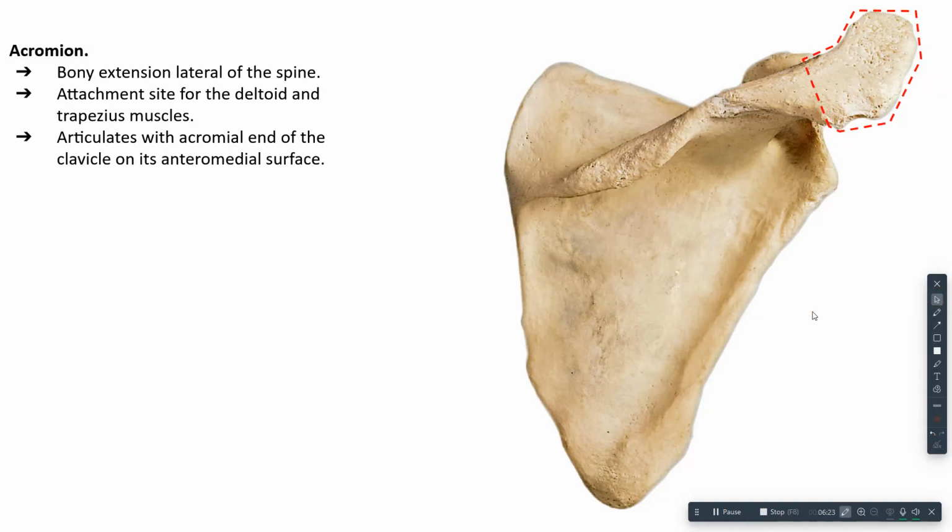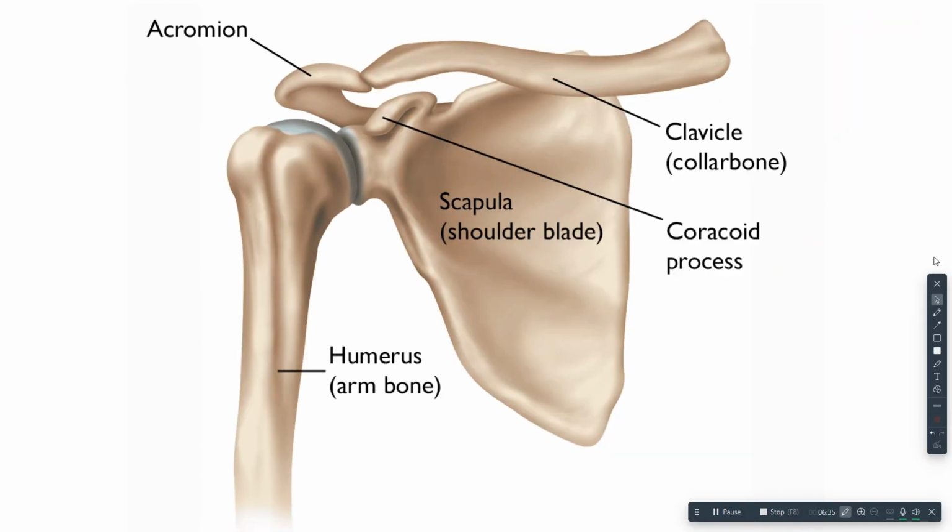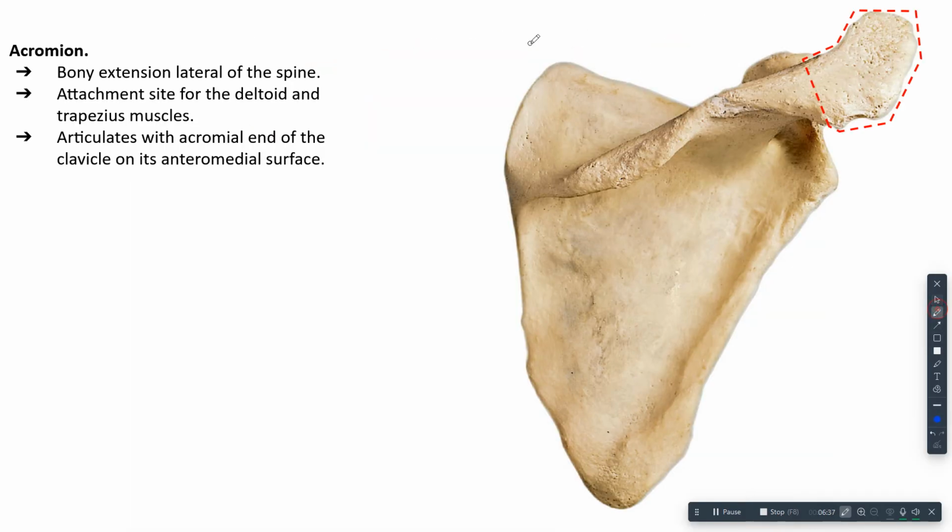So once we find that spine, we easily find that acromion. Some big muscles, your deltoid and your trapezius, attach to it. It articulates with the clavicle. Whoops, I don't have a marker on. The clavicle is going to kind of zoom its way over here. That's a horrible looking clavicle, but there we go. The clavicle is going to zoom its way over there and articulate with the acromion. So spine leads you to the acromion.